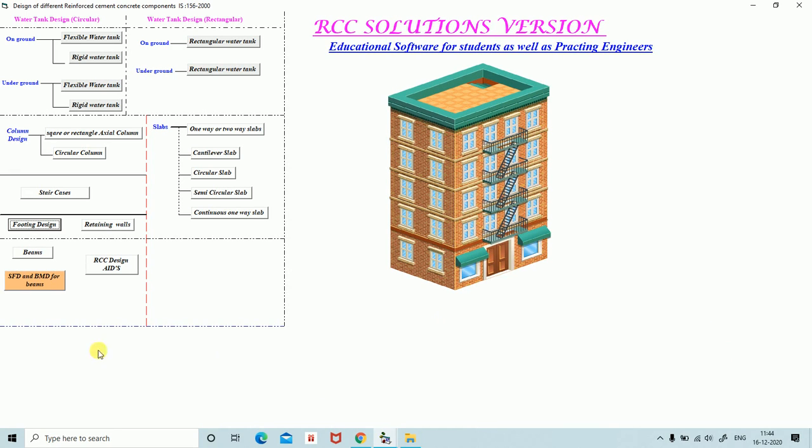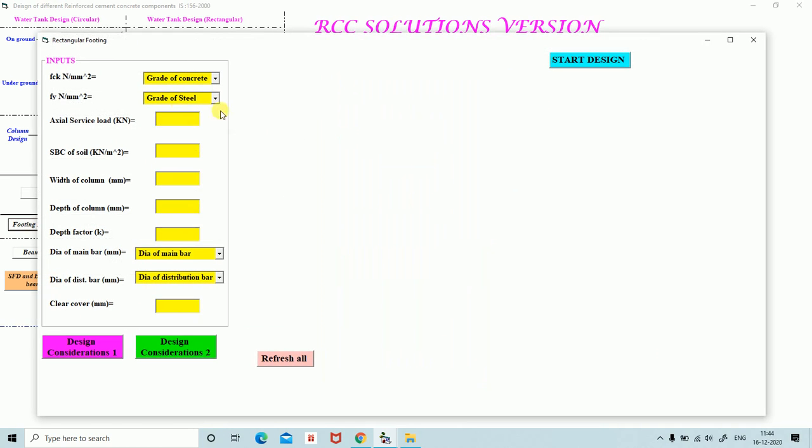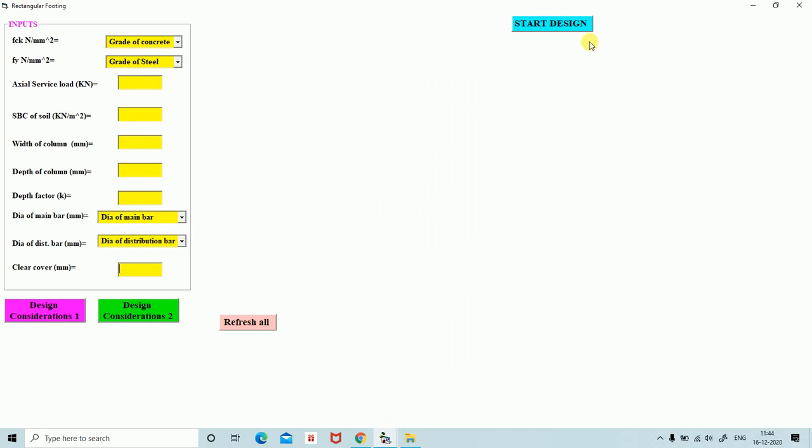After a long time I am making a video on design of rectangular footing. Let us click on this rectangular footing push button. Then you'll get a pop-up window like this. You can see there are a lot of inputs. Before going to design this rectangular footing, we can go for design considerations.